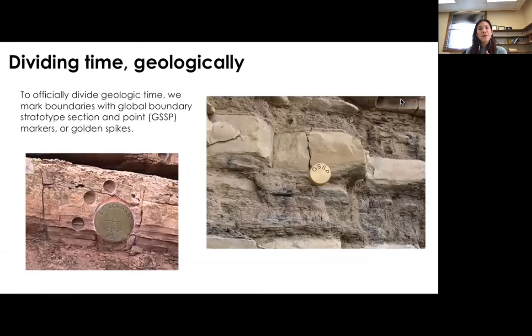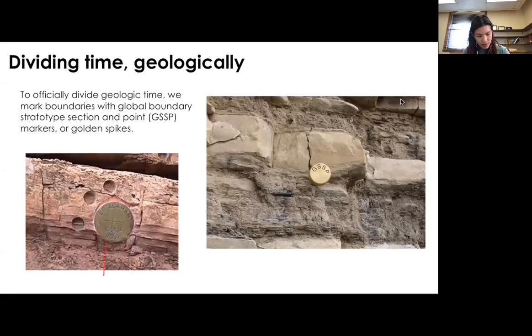Okay, so 4.54 billion years is quite a lot to talk about. And so it is useful to start to divide this time into geologic steps. And so this gets us into the geologic timescale and how we've developed this. Currently, we divide up geologic time with these set boundaries called Global Boundary Stratotype Section and Points, GSSPs, or more informally, they're known as golden spikes.